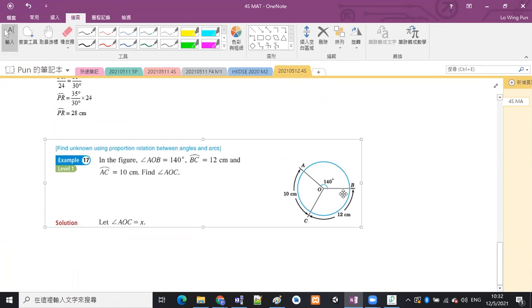Angle AOB is 140 degrees, and then arc BC is 12 cm. Arc AC is 10 cm. Find angle AOC. So what we need to find is this angle. Okay, but what we have now is two arc lengths.